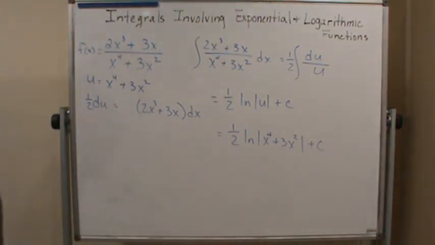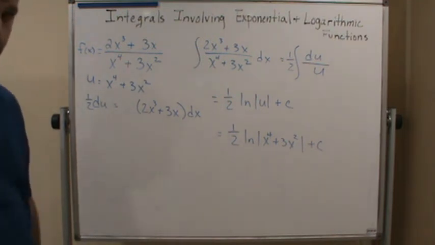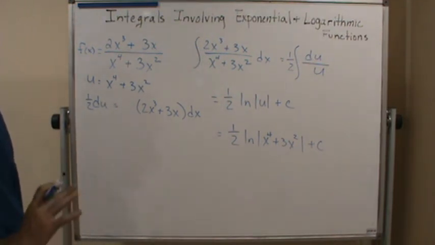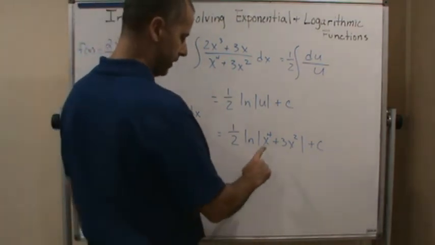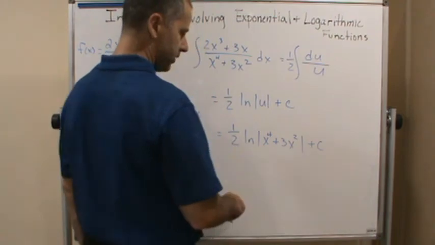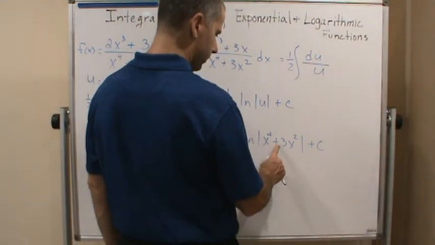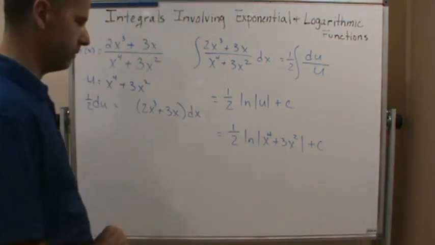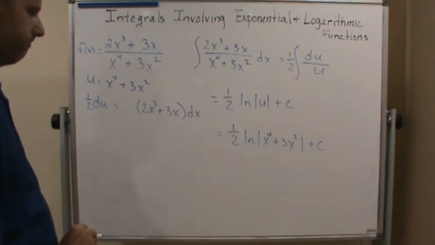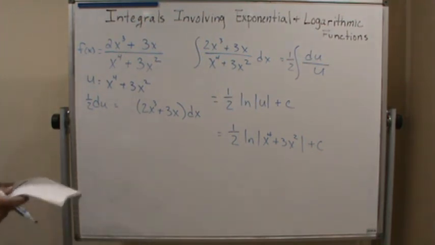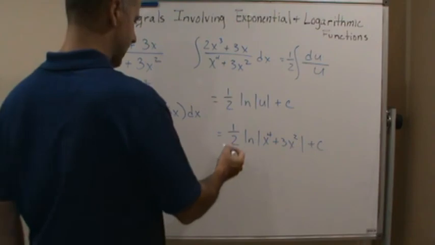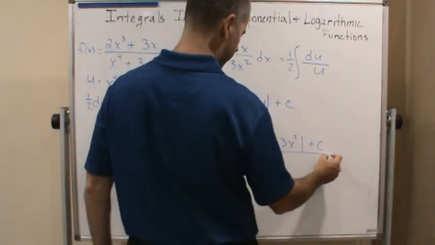Now, here we can drop the absolute value signs. We do not need the absolute value signs, and the reason why is because these are both even exponents, so x will always be positive, and so therefore we can drop the absolute value signs. Okay? But if you leave the absolute value signs, that's fine.